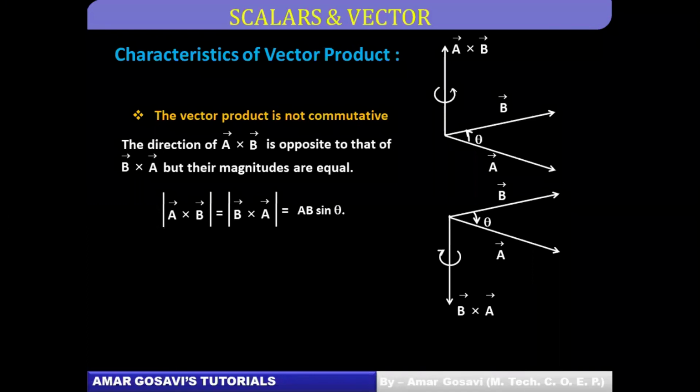Because their directions are opposite, I cannot equate A bar cross B bar to B bar cross A bar. But I can always equate A bar cross B bar to minus B bar cross A bar. That's why I say vector product is not commutative like scalar product, friends. Please make a note of it. Once you are done with it, let me know.